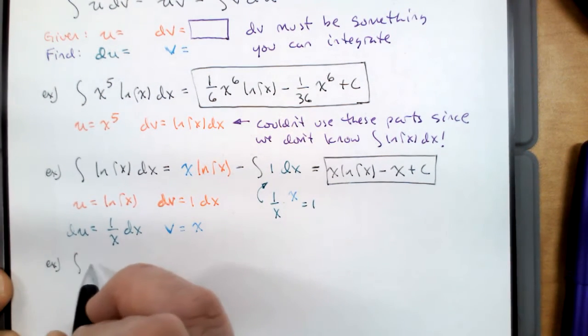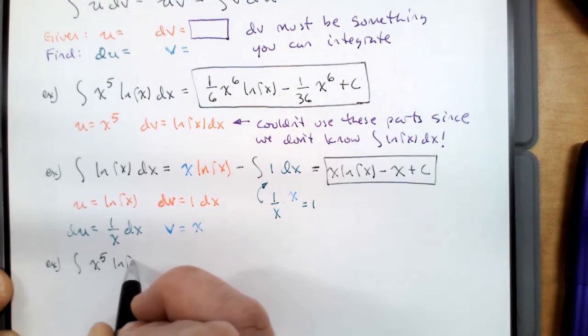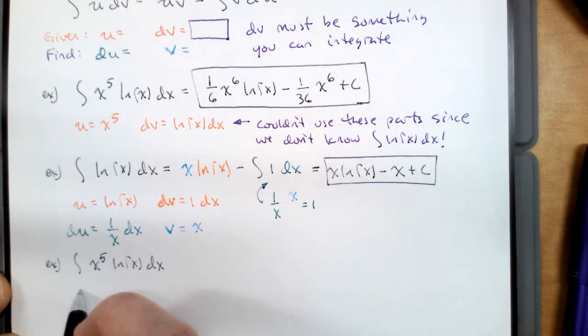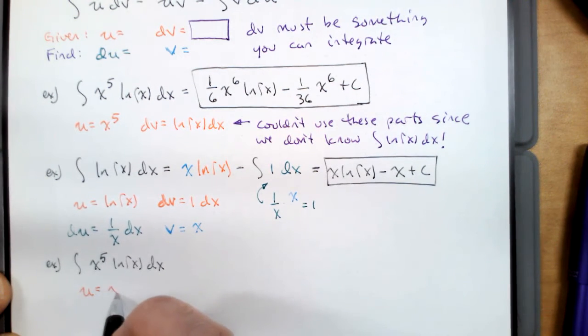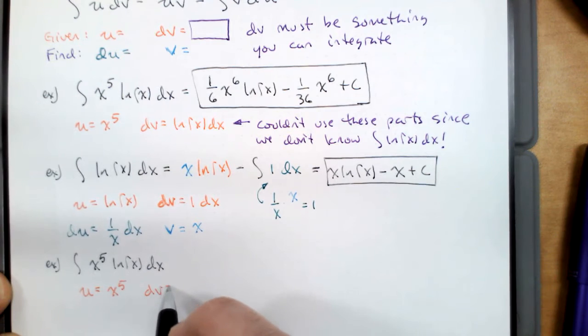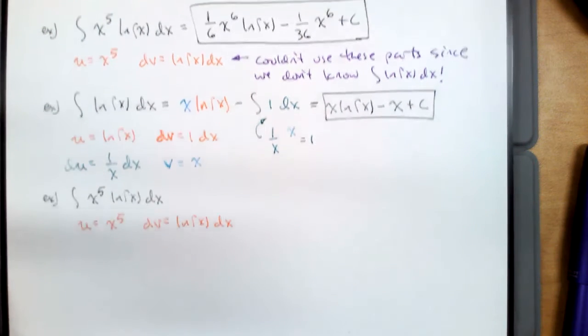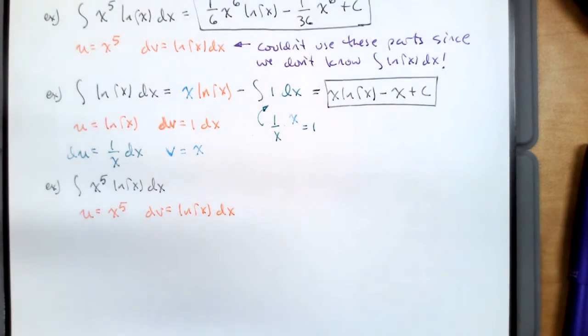Let's take a look at this problem. x to the 5th natural log of x dx, and deploy things the wrong way now that we have new information. When we first started this parts process, we did not know the integral of natural log of x, but now we do. And so we should become curious: now that we know what the integral of natural log of x is, should we try this problem again?